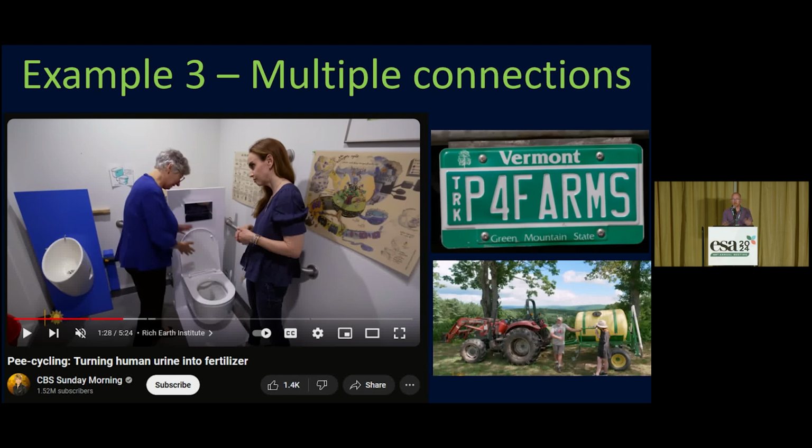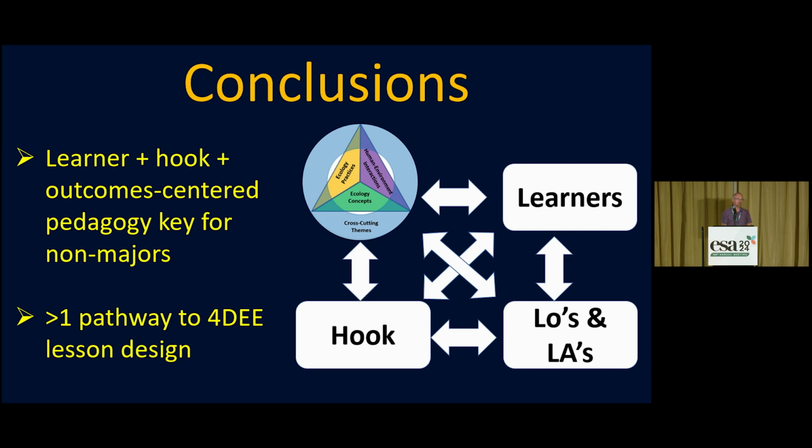CBS Sunday morning, pea cycling. Oh my gosh, that is a brilliant way to capture people's attention for talking about the nitrogen cycle. So this has lots of different dimensions. It's gross, it's really intriguing.